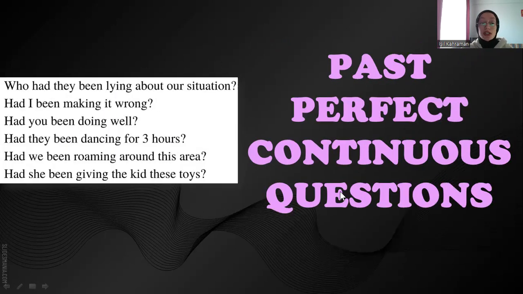Past perfect continuous questions. There are WH questions, of course, and they come before the had. Who had they been lying to about our situation? Had I been making it wrong? Nothing changes from the past perfect form. We just use been and -ing, of course.